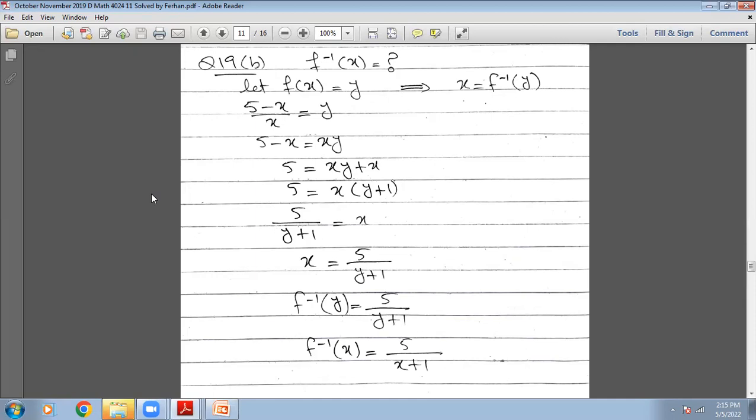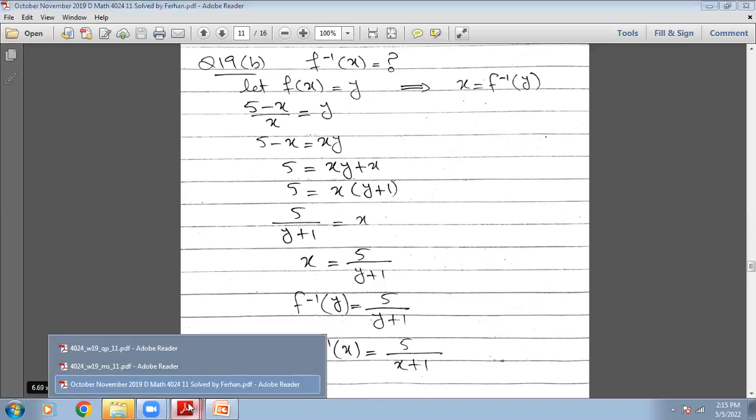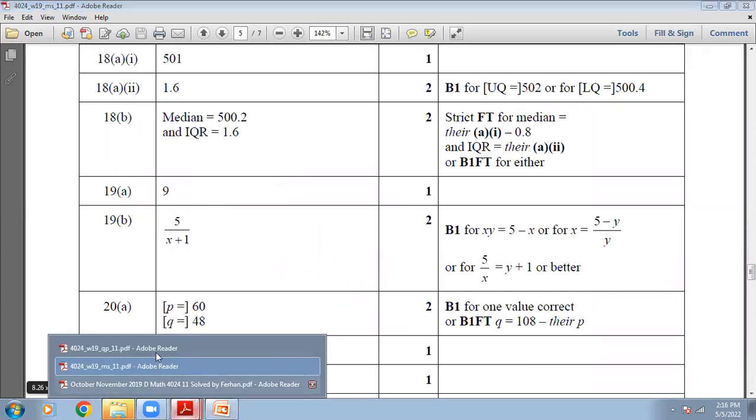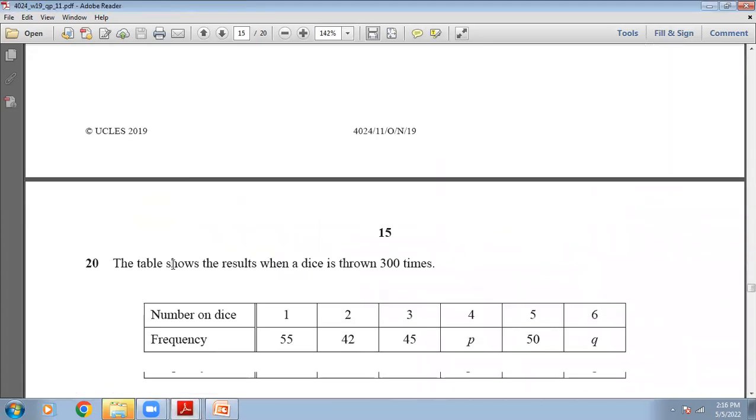In the place of x, I can write f inverse of y. So f inverse of y will be equal to 5 divided by y plus 1. So change the variable. So f inverse of x will be equal to 5 divided by x plus 1. This is a very famous, easy question, which always comes in paper 1. Hopefully you understand. Let's check our answer. Our answer is right, sir. Okay, so we are going to the next question.